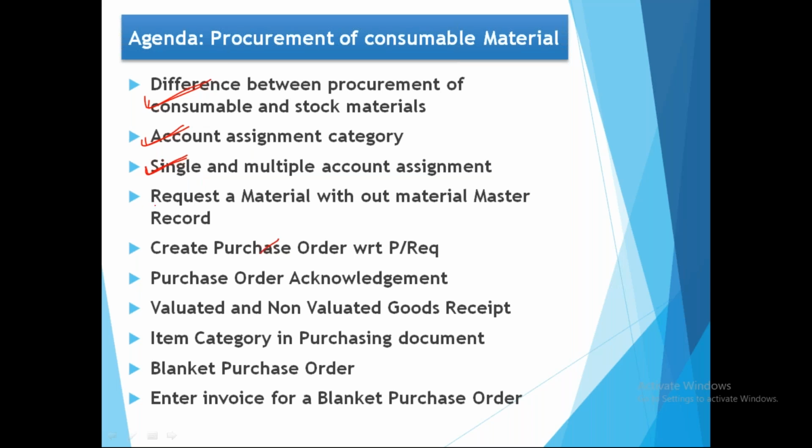We will see. Then we will see how to create a request for a material without material master record. We will understand. Then we will see how to create a purchase order with reference to a purchase requisition. Then we will understand purchase order acknowledgement. Then we will see valuated and non-valuated goods receipt. Then we will understand what is item category in the purchasing document. Then we will see blanket purchase order. What is blanket purchase order? Then how to do the invoicing for a blanket purchase order. So these are the topics we will be covering in the procurement of consumable materials.